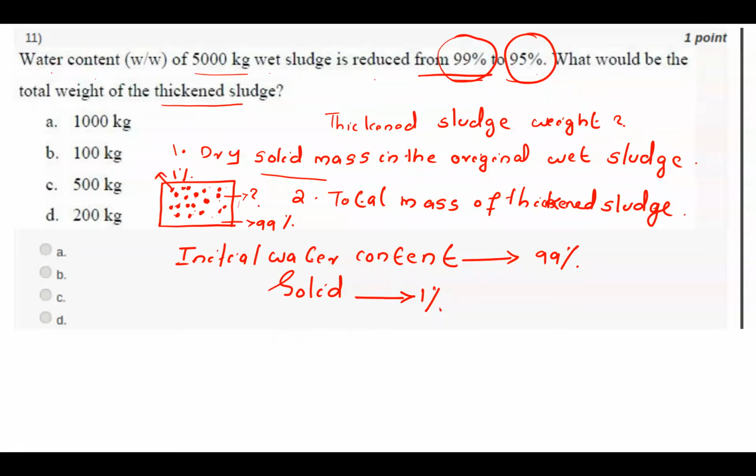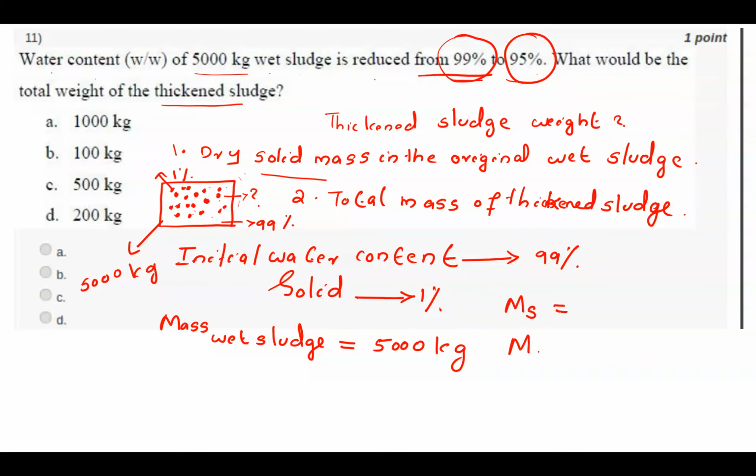Now the initial mass of the wet sludge is 5000 kg. That means the initial mass of this whole system which I drew, the total mass, is 5000 kg. From here you can calculate the mass of the solid and the mass of the wetness, I mean the water content.